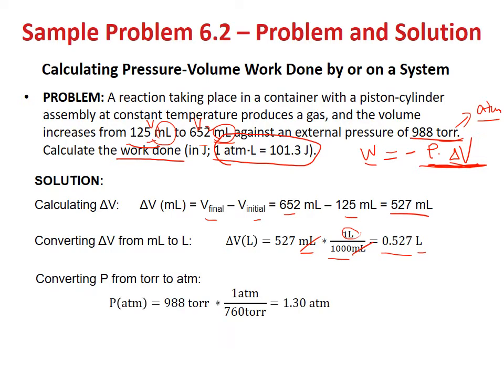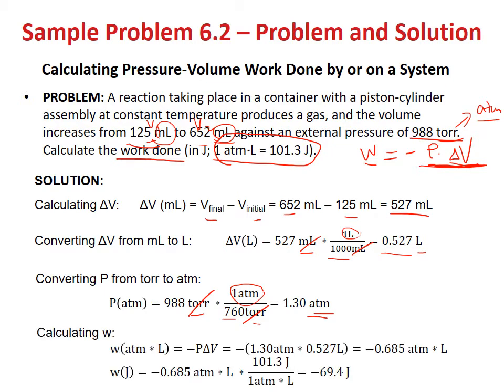And then pressure, torr becomes atmosphere, so 1 atmosphere is 760 torr. So cancel torr, give you atmosphere. And then using the equation negative pressure times volume change, so that's the pressure, that's the volume, and don't forget the negative sign here, and that gives you negative 0.685, unit is atmosphere liter.